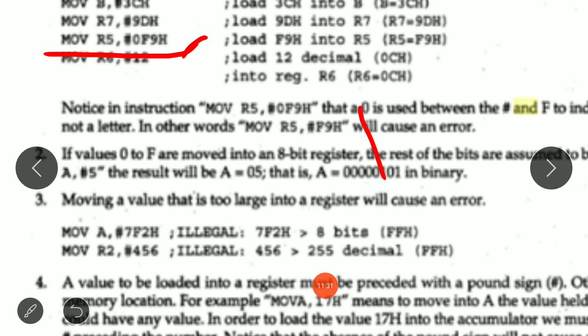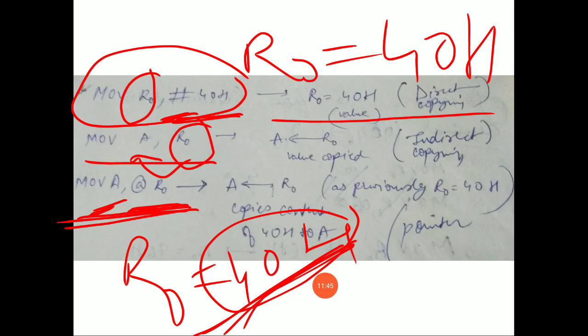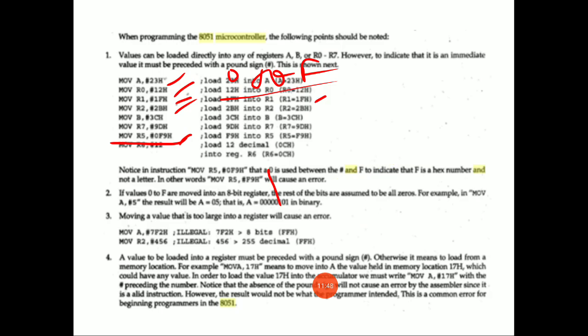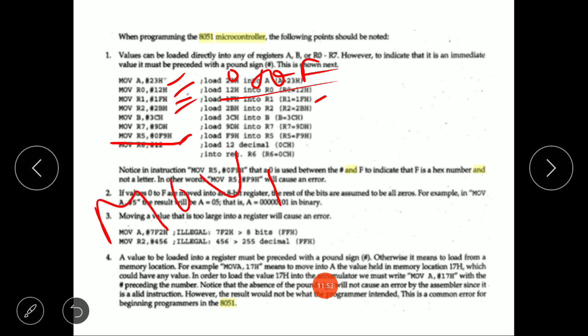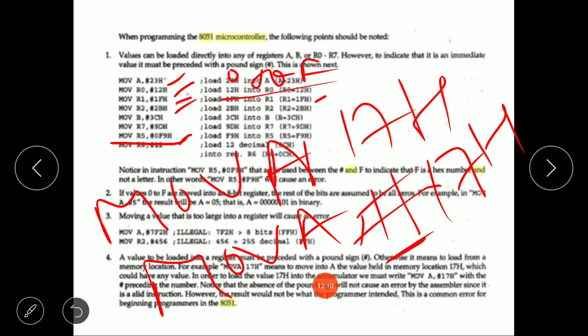And the last thing that you need to remember is this: a value to be loaded into a register must be preceded with the hash sign, otherwise it means to load from a memory location. For example, MOV A comma 17H, and again MOV A comma hash 17H. I'm trying to tell you the significance of this hash sign.